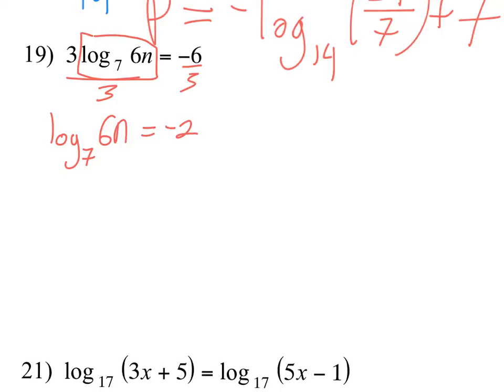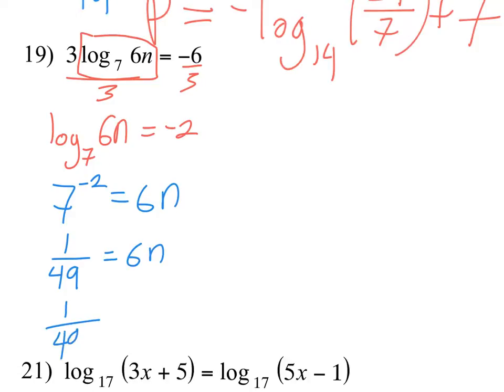Let's convert to exponential. So we get 7 to the -2 is equal to 6n. And when we do that, we get 1 over 49 is equal to 6n. If I divide both sides by 6, we get 1 over 49 times 6 is equal to n. And 49 times 6 is going to be 240 plus 54. Something like 1 over 294. I reserve the right to be wrong on that one. And if I were to plug that back in, we should get to something that makes some sense with this.